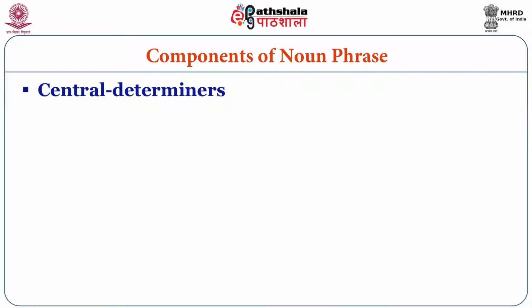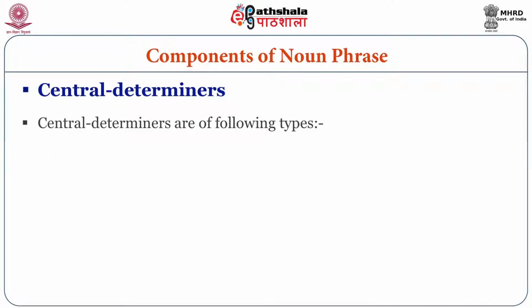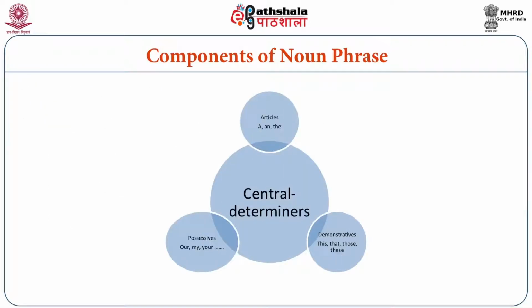Then after predeterminers we have central determiners. Central determiners are used before post determiners or a noun in a sentence and are preceded by a predeterminer. They also do not co-occur. Central determiners are of three types: articles, possessives and demonstratives. You see the central determiners, all three, in this figure. They are the components of the noun phrase.